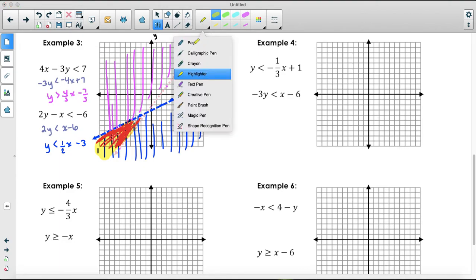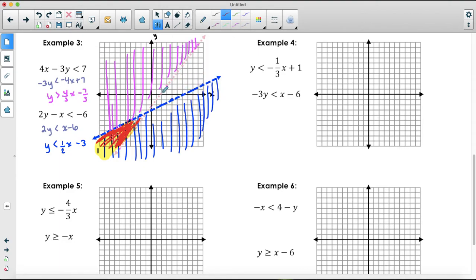The next part was to see if coordinate (2, 7), 2, 1, 2, 3, 4, 5, 6, 7, was part of the solution. And this was only in the pink, not in the highlighted section. So (2, 7) is not part of the solution set.